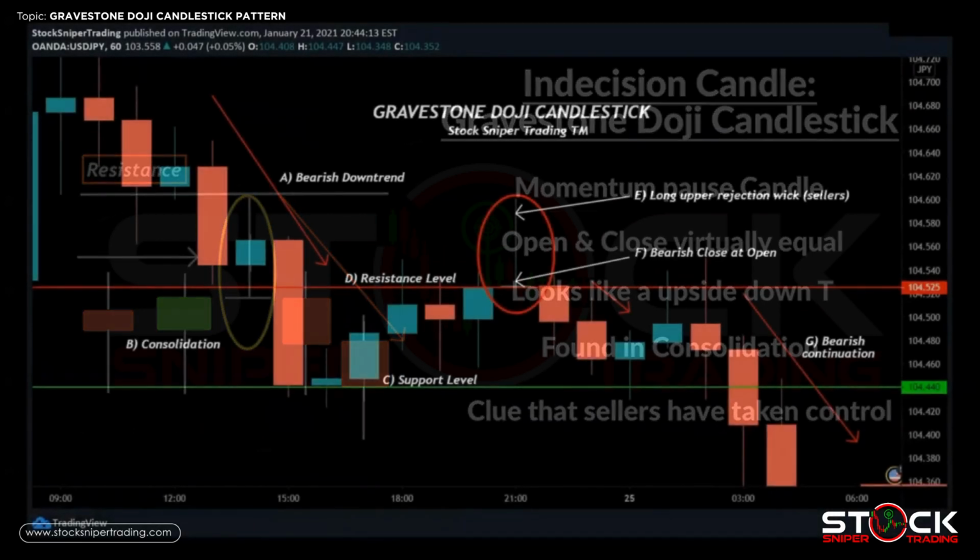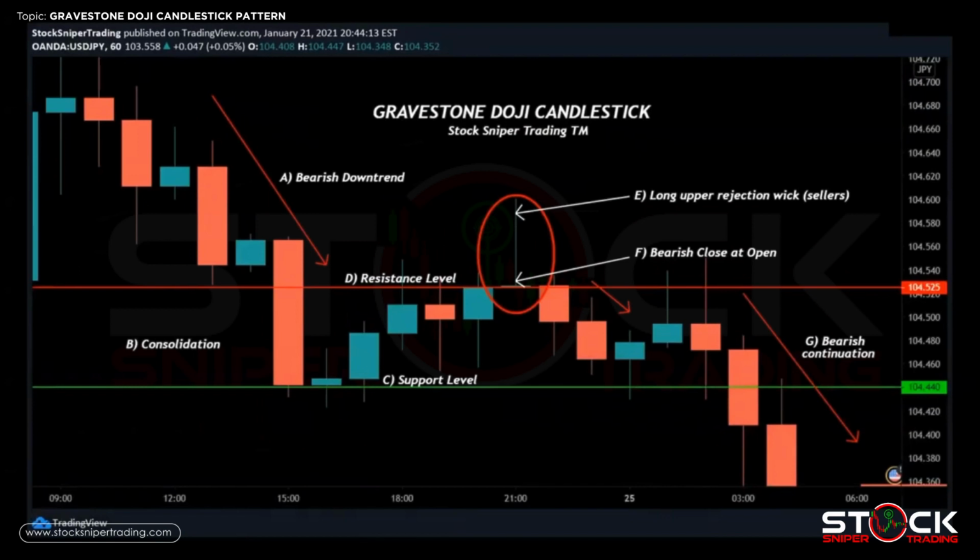Let's take a look at an example of a Gravestone Doji candlestick from our Trading View charts. In this particular example, we are looking at the USD JPY pair, and we are on the 60-minute time frame, where each individual candlestick is 60 minutes to form. We have a bearish downtrend. We can see price action making lower lows and lower highs. And we reach B, a level of consolidation, where we have some sideways trading action.